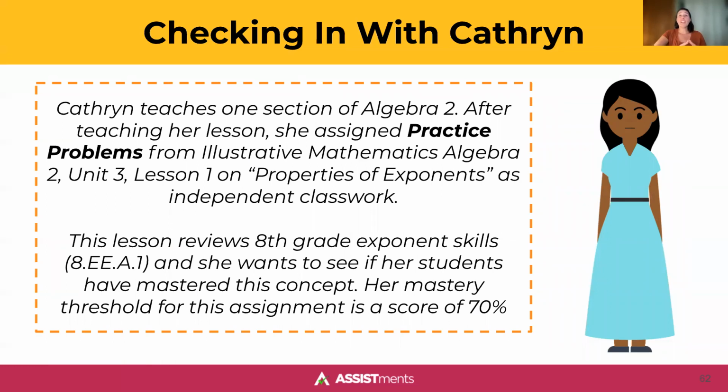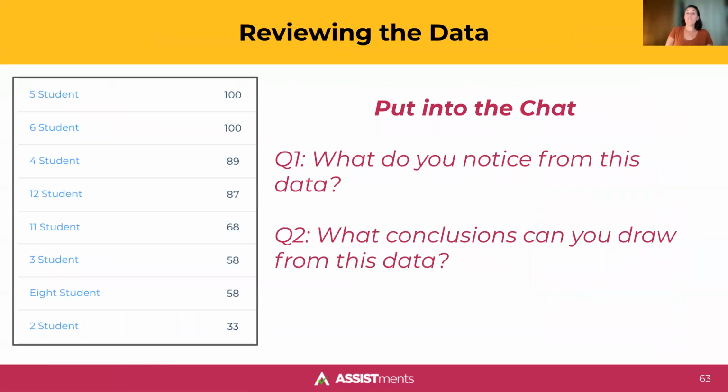This lesson reviews 8th grade exponent skills, and she wants to see if her students have mastered this concept because what she's teaching is based on mastery on that topic. And her mastery threshold for this assignment is 70%. So I'd love to hear from you in the chat. Based on this snapshot of data from this report, what do you notice about this data and what conclusions can you draw from this data? And then we'll talk about next steps.